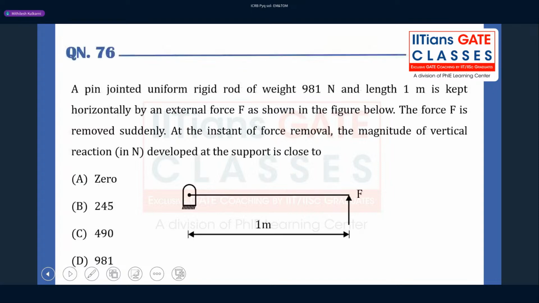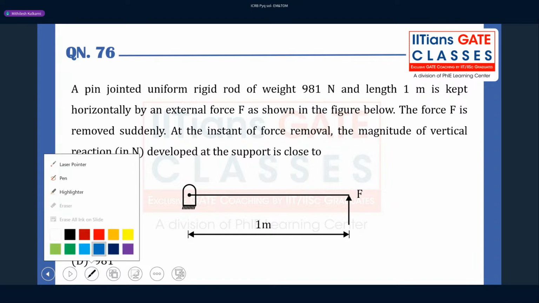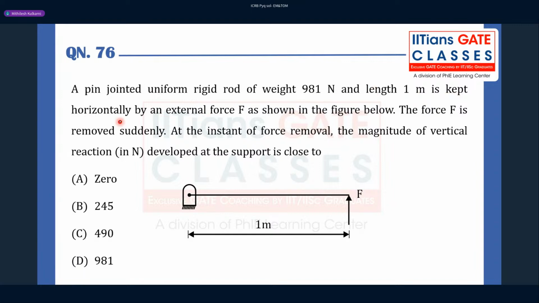Coming towards the next question. This is again from the mechanics. A pin joint uniform rigid rod of weight 981 Newton and the length 1 meter is kept horizontally by an external force F as shown in this figure. The force F is removed suddenly. You remove this force F suddenly, what is going to happen? The magnitude of the vertical reaction developed at the support. So basically, the reaction will be developed at this support and we are supposed to calculate it.